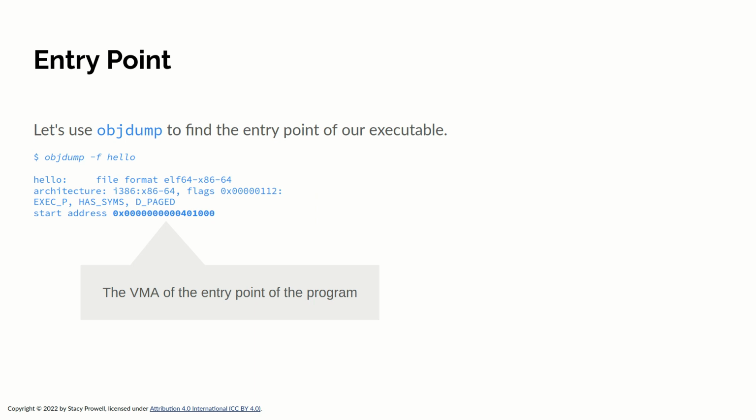Let's use objdump to find the entry point of the executable. So we say objdump -f. That gives us the file headers. And it tells us our hello program, that's what we're looking at, is a file format ELF64, x86, 64-bit. Great. The architecture is just what we think it is. There's some flags. We'll talk about those at a later time, maybe. Executable has symbols and it's paged. Here's its start address right there. That's the VMA, the virtual memory address of the entry point of the program, the first instruction to execute.